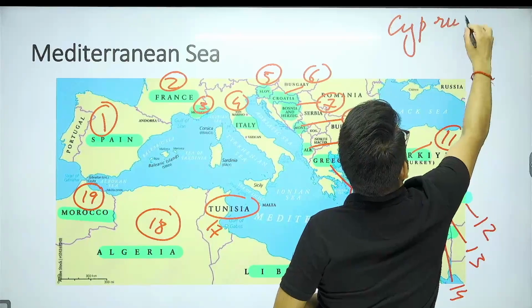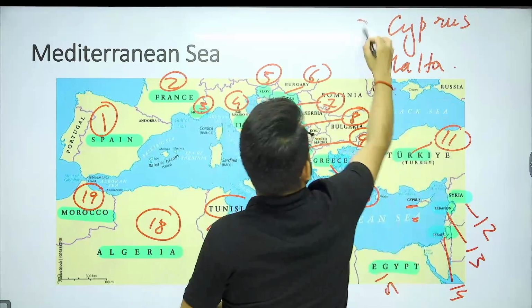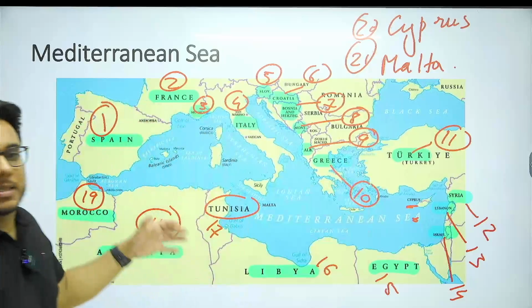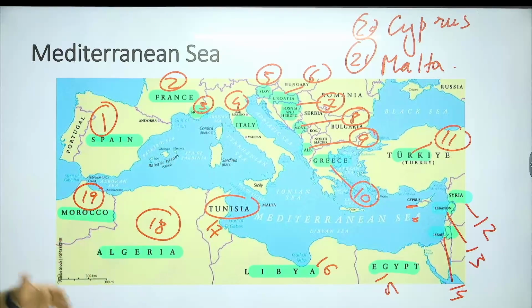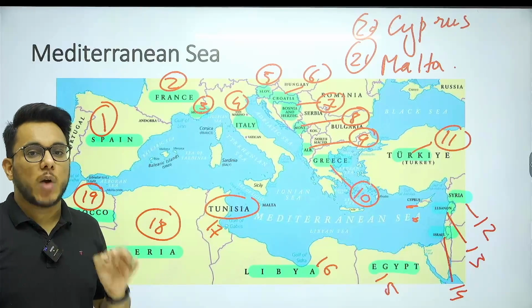Cyprus and the other that we have is Malta. So these are the countries that touch the Mediterranean. Now I know that it will look overwhelming, but there is just one thing you have to do.